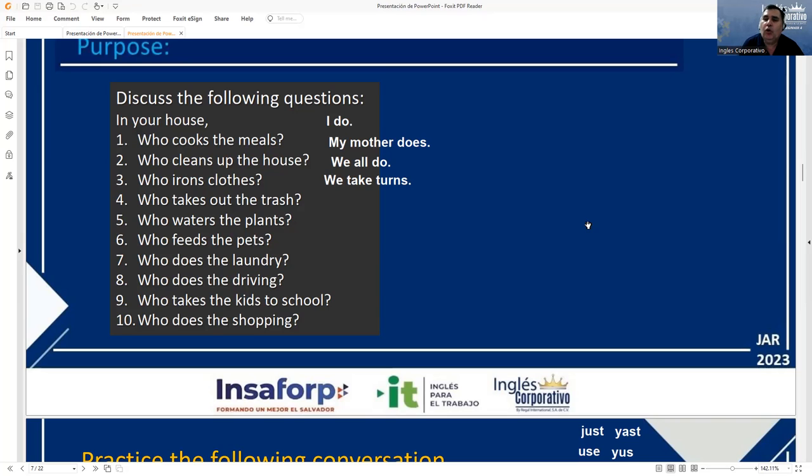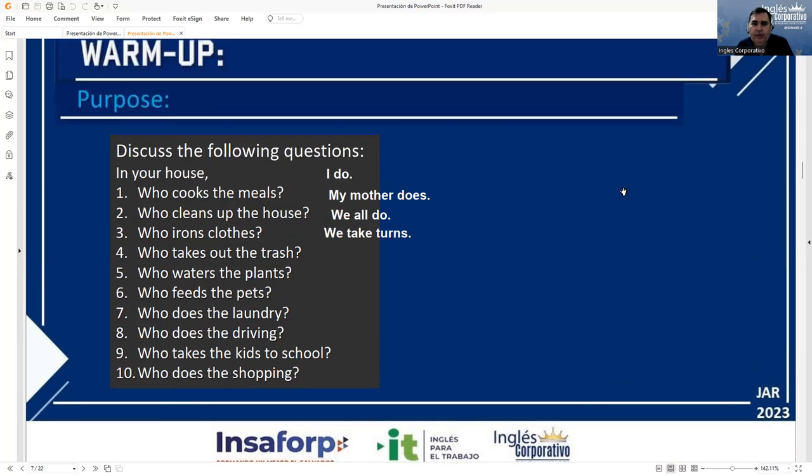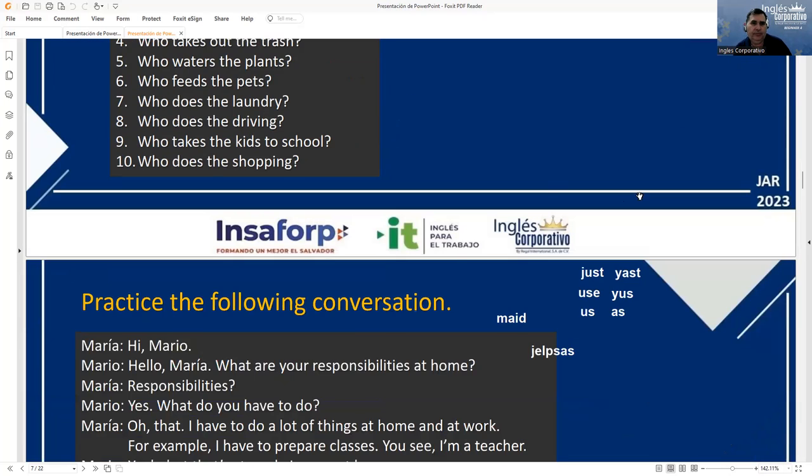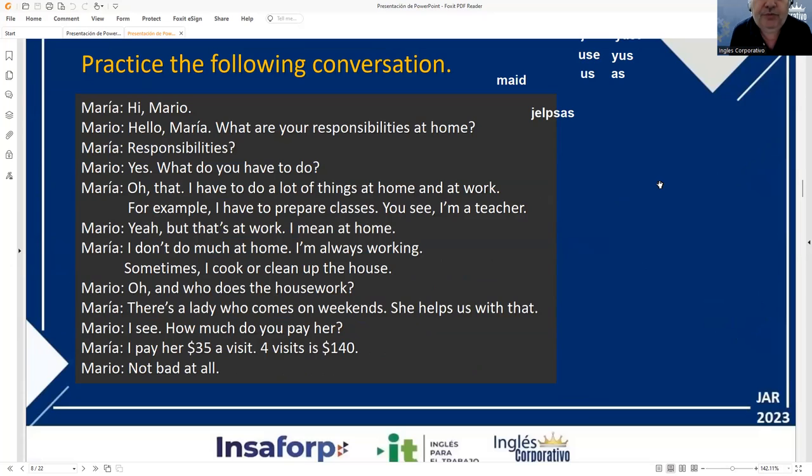Who feeds the pets? Who has to feed the pets? Who does the laundry? Who has to do the laundry? Who does the driving? Who has to do driving? Who takes the kids to school? Who has to take the kids to school? Who does the shopping? Who has to do the shopping? Okay, so that would be the idea. And the answers remain the same. I do, my mother does, we all do, we take turns. Practice the following conversation.